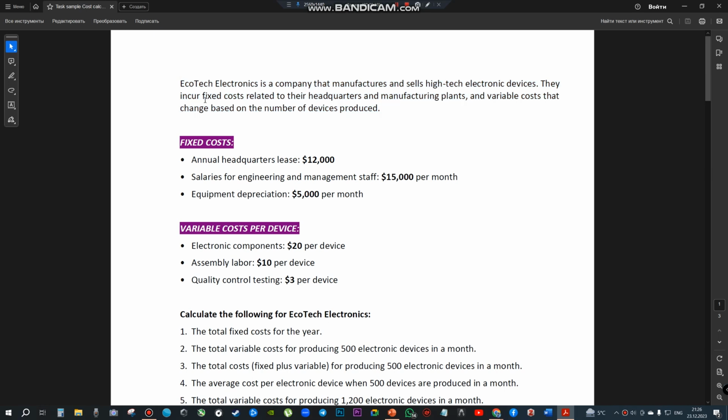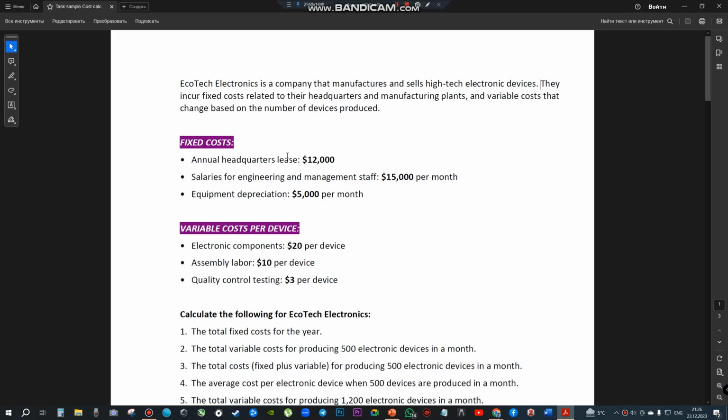Just a sample. The Ecotech Electronics company manufactures and sells high-tech electronic devices. To be honest, we're not interested precisely what kind of devices this company produces. Never mind. They incur fixed cost related to their headquarters and manufacturing plants, and variable cost that change based on the number of devices produced. What we're really interested in is that this company incurs both fixed cost and variable cost.